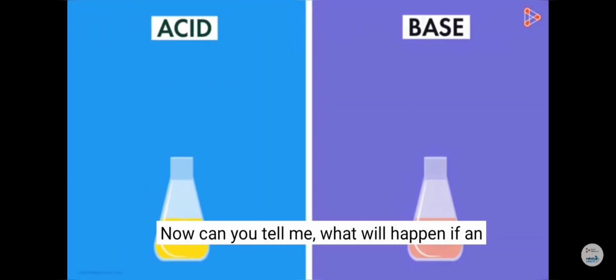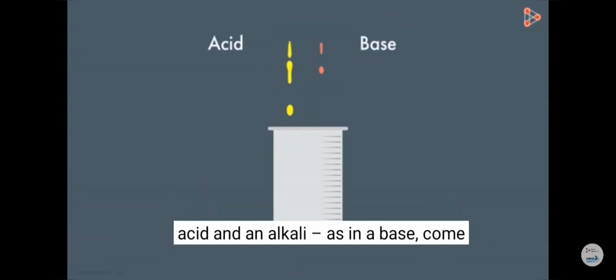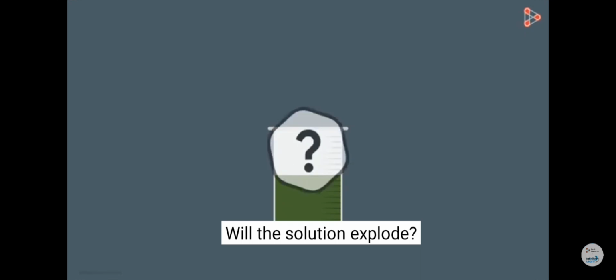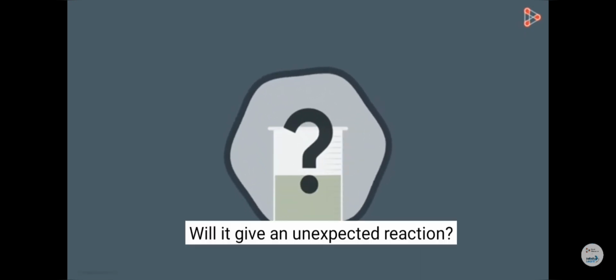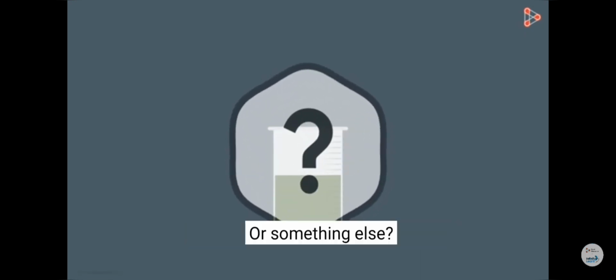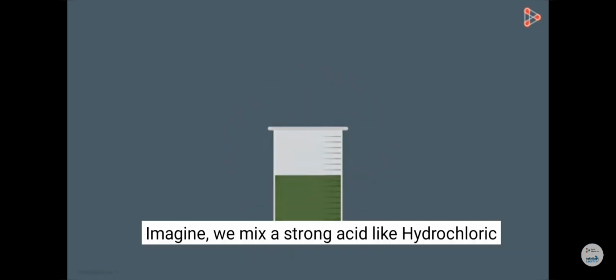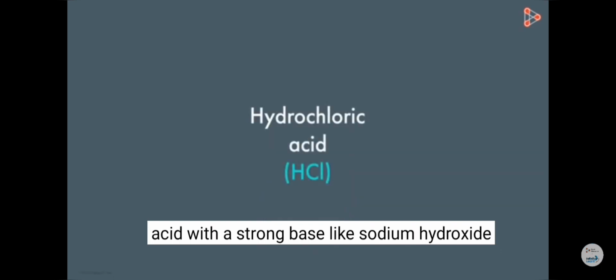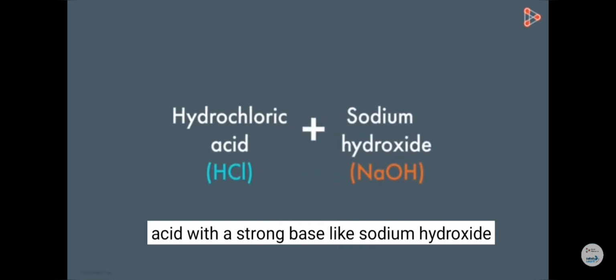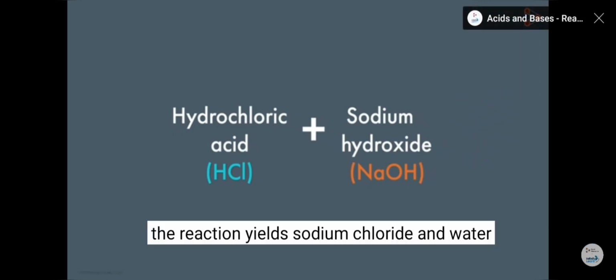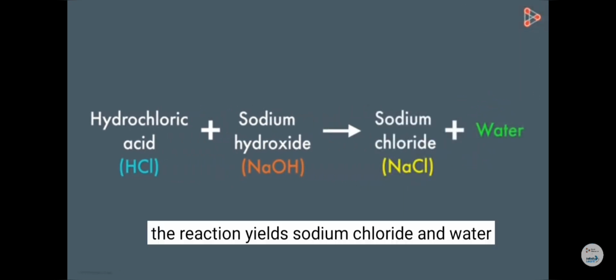Now can you tell me what will happen if an acid and an alkali, as in a base, come together? Will the solution explode? Will it give an unexpected reaction? Or something else? Well, it is something that we already know. Imagine we mix a strong acid like hydrochloric acid with a strong base like sodium hydroxide. What will be the result then? The reaction yields sodium chloride and water.